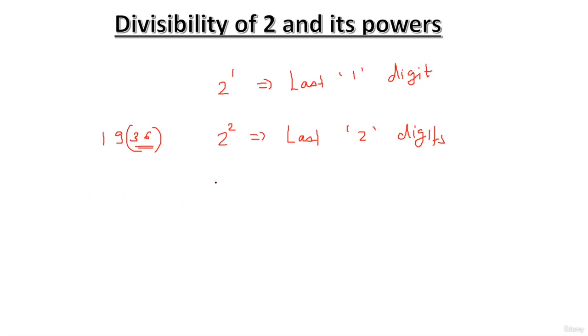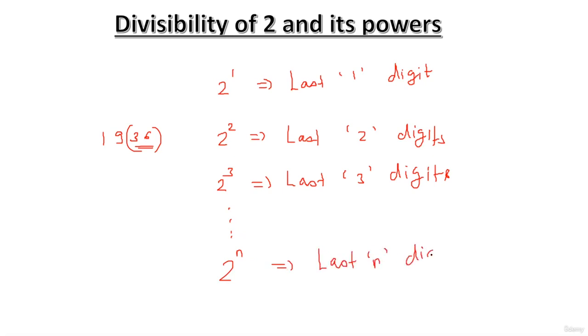Likewise, you can check the divisibility of 2 raised to 3, which is 8. For divisibility of 8, we check the last three digits. Likewise, you can extend the same logic for all powers of 2. For example, you want to check the divisibility of any number of the form 2 raised to the power n. For this, you simply check the last n digits. If the last n digits of that number are divisible by 2 raised to n, the whole number will be divisible by 2 raised to n.